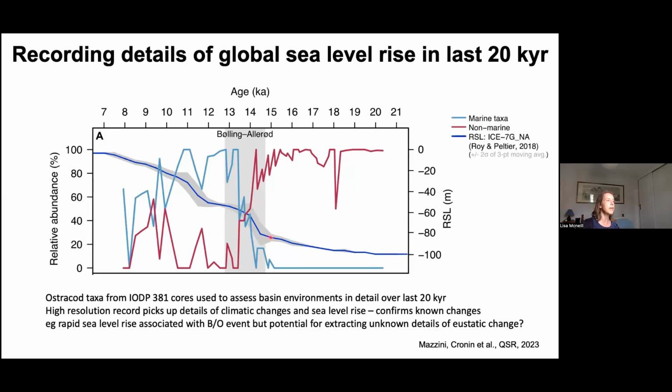And what they're seeing is that as sea level rise occurs over that time period, particularly in the 15 to 10,000 year time period, they're seeing a really sharp change in the non-marine taxa decreasing and the marine taxa increasing, just around this time when we have globally an acceleration in sea level rise. So they're really picking this up, and therefore there's the scope to potentially resolve maybe unknown details of eustatic change in some of these very high rate moving rift basins. So I'll stop there. Hopefully that gives a bit of a summary.